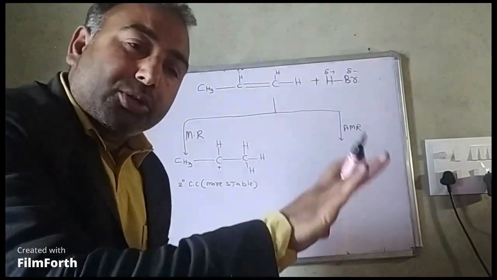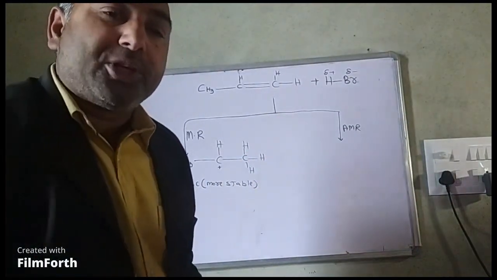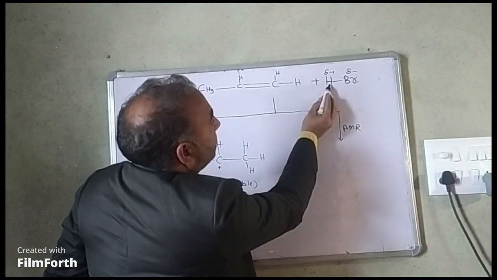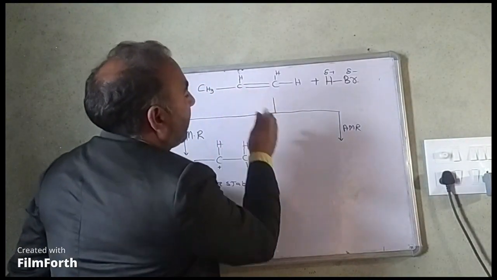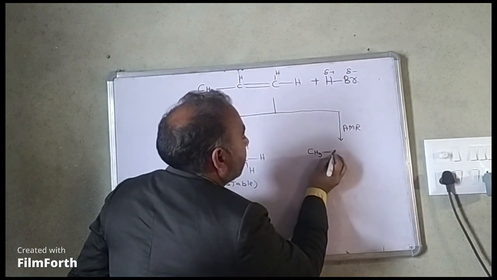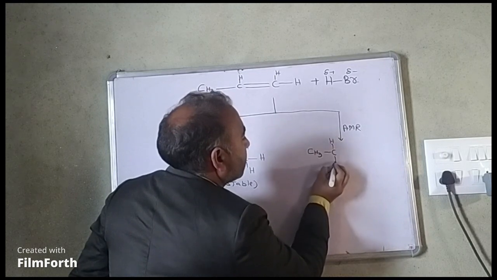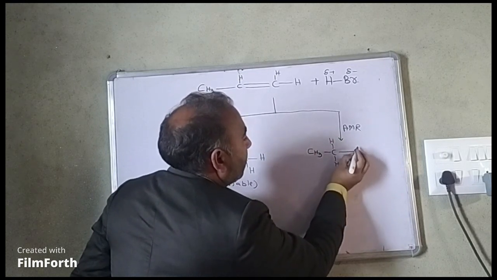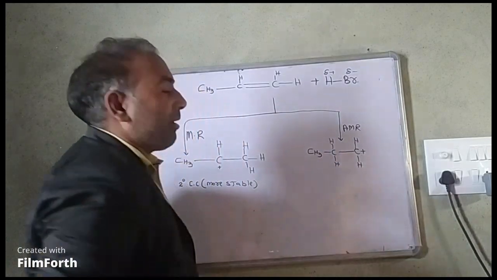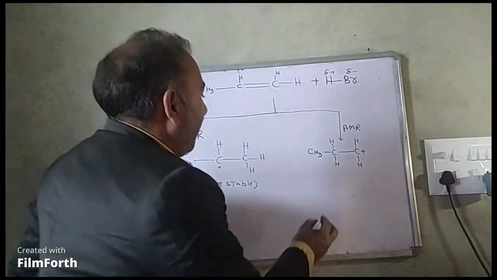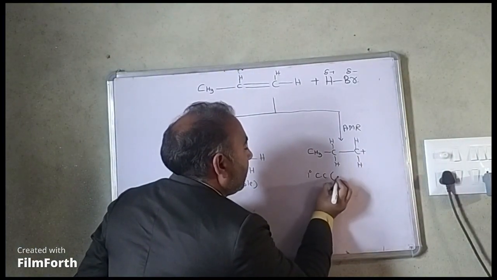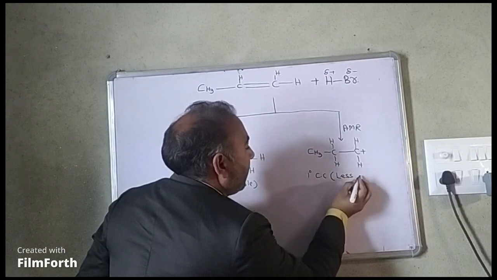And opposite to the Markovnikov rule, we have one more option. That's AMR. Let us suppose this H goes to the middle carbon. That is called AMR. The double bond is broken, CH2. Now this terminal carbon acquires positive charge. It becomes a 1-degree carbocation. It is less stable.